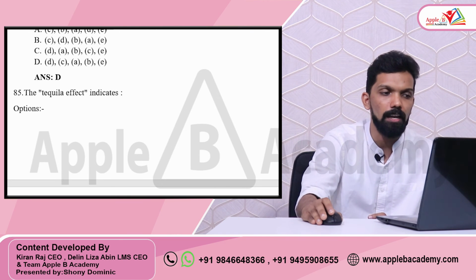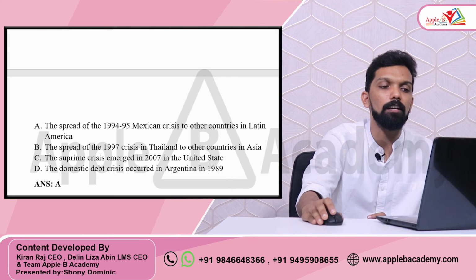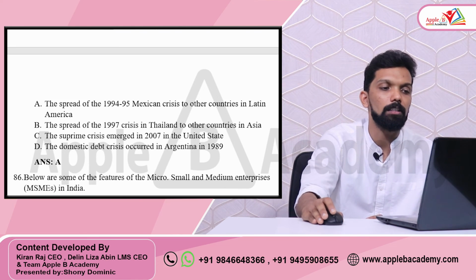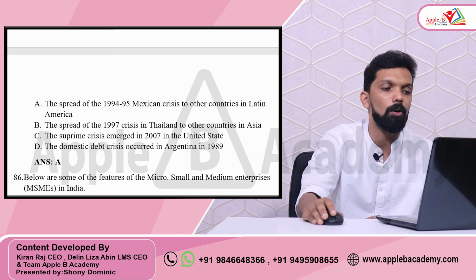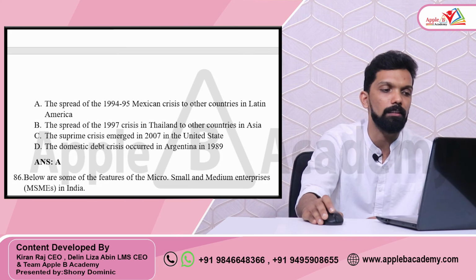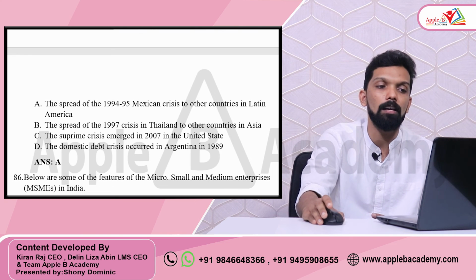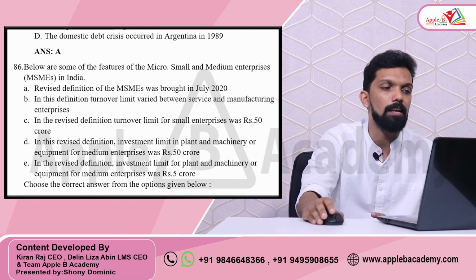So question number 85, the Tequila effect indicates the spread of the 1994 and 1995 Mexican crisis to other countries in Latin America, the spread of the 1997 crisis in Thailand to other countries in Asia, the subprime crisis that emerged in 2007 in the United States, the domestic debt crisis that occurred in Argentina in 1989. The correct answer is option A, the spread of the 1994 and 1995 Mexican crisis to other countries in Latin America.